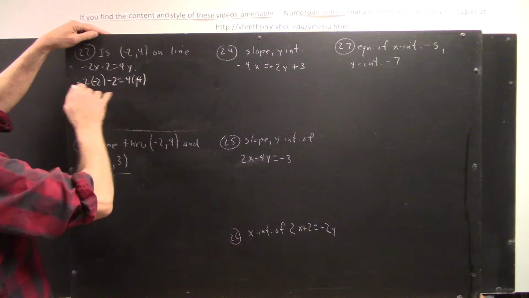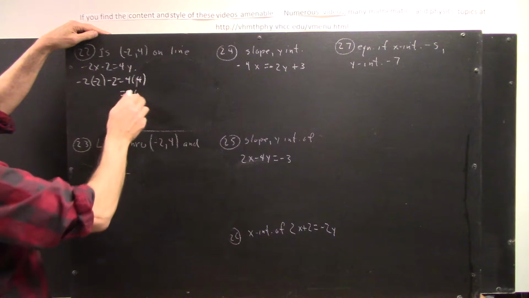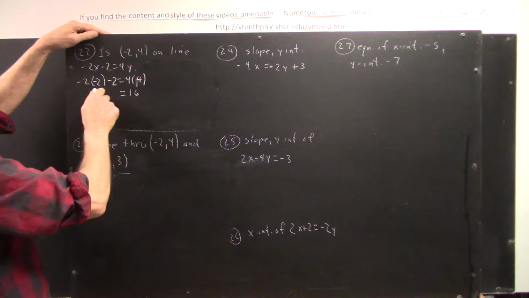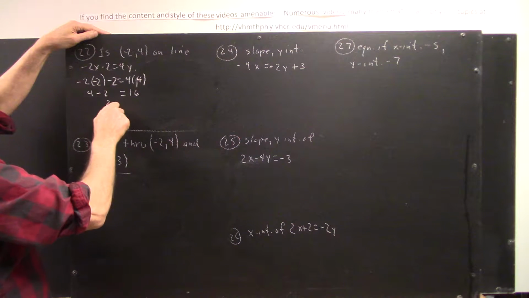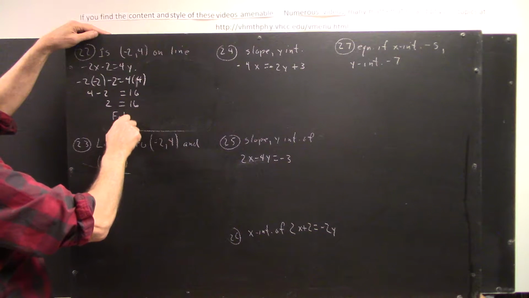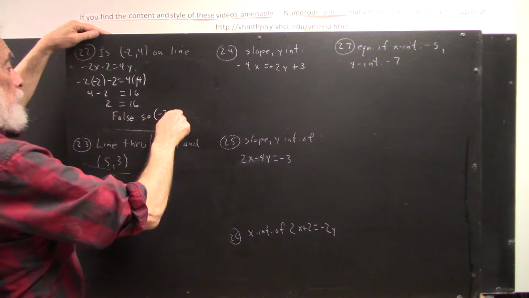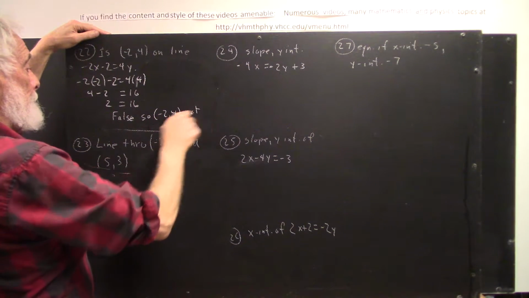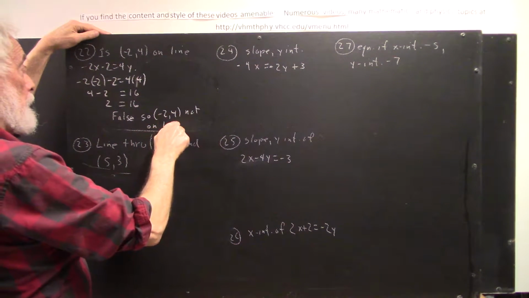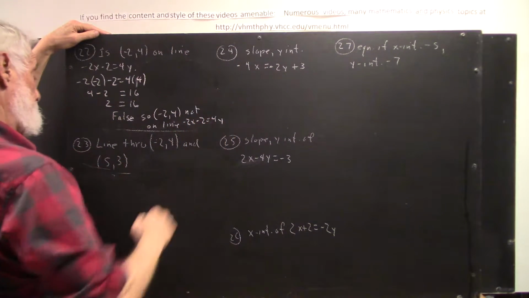Okay, well, it's pretty clear that this isn't going to be true, but let's just complete the evaluation. We get 16. -2 times -2 is 4, minus 2. 2 equal to 16 is false. So (-2, 4) is not on the line -2x - 2 = 4y.